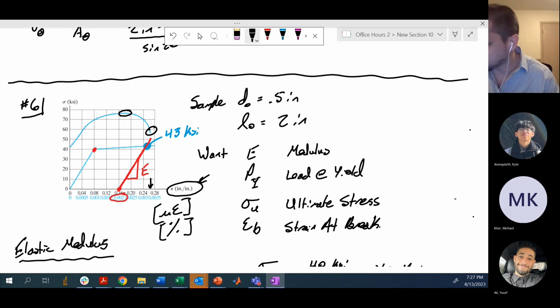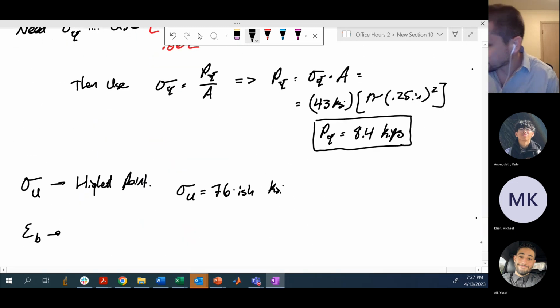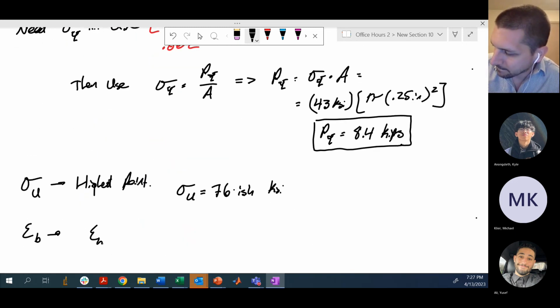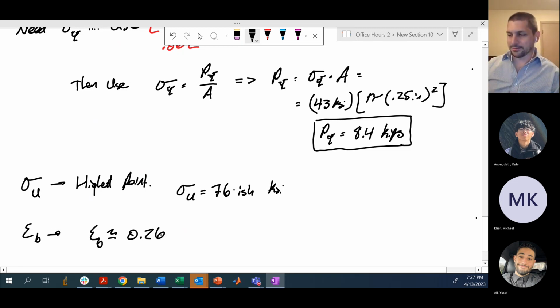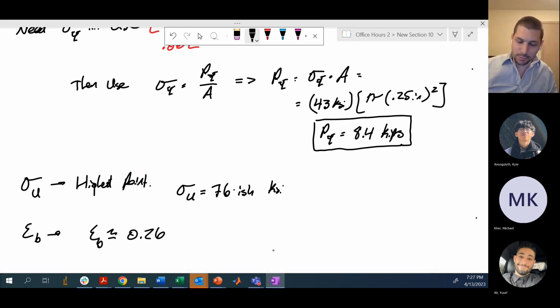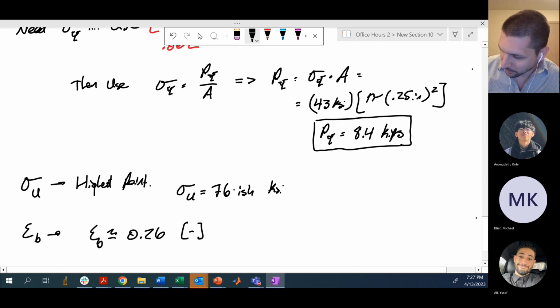So maybe 0.26-ish is probably reasonable. And no units required here. It's 0.26 strain, inches per inch if you want, but this is unitless. If you wanted to represent this in percent, you could do 26%.